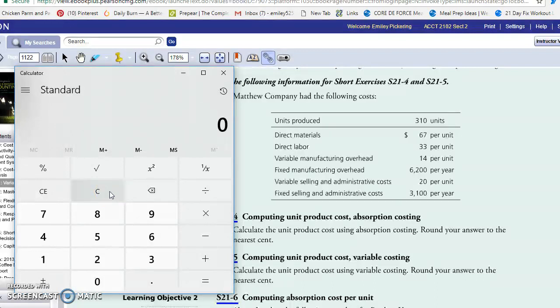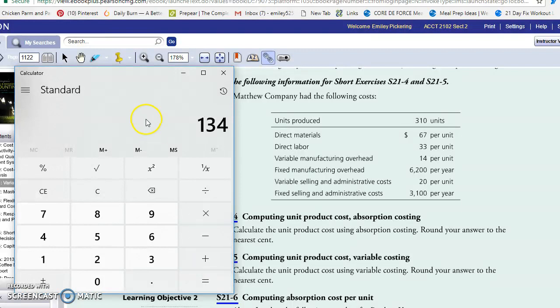So our fixed manufacturing overhead is 6,200, and we made 310 units, which is right here. So I'm going to take that 6,200, divide it by 310. So $20 a unit. So I'm going to add that to our 114. So our total product cost per unit is $134. So that's for number 4, absorption costing.